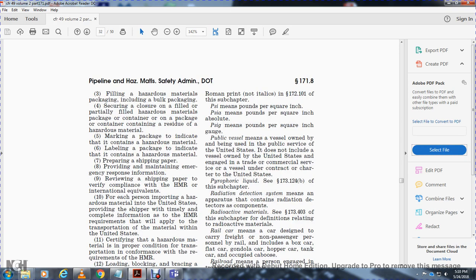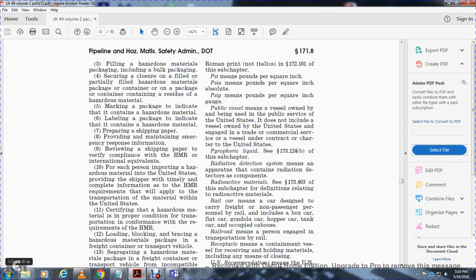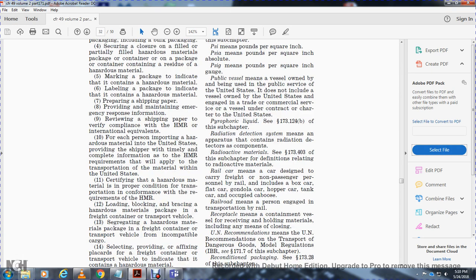International equivalents, for each person importing hazardous material into the United States, providing the shipper in a timely manner with the complete information the hazardous materials regulations require and that will apply to the transportation of the material within the United States, certifying that the hazardous material is in proper condition for transportation in conformance with the requirements of the hazardous materials regulations, loading, blocking, and bracing the hazardous material packaging in a freight container or transport vehicle.